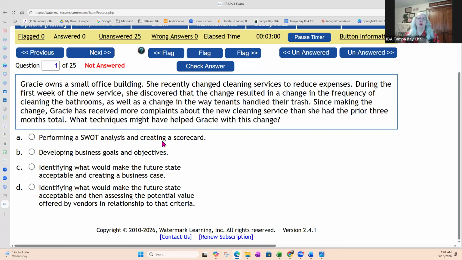Should she have performed a SWOT analysis and created a scorecard, developing business goals and objectives, identifying what would make the future state acceptable and creating a business case, or identifying what would make the future state acceptable and then assessing the potential value offered by the vendors in relationship to that criteria?